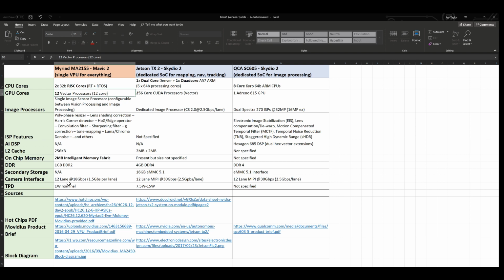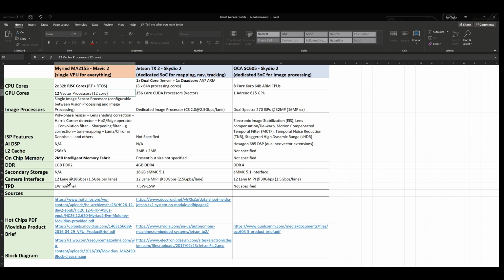So now you're talking about 6 cores of CPU processing in the Jetson versus the 2 cores in the Myriad, right? But it doesn't stop there, because then you look over to the column to the right, and you've got another 8 cores on the Qualcomm. So now you're talking about a massive amount of CPU processing power built into this thing, and that's just the CPU.